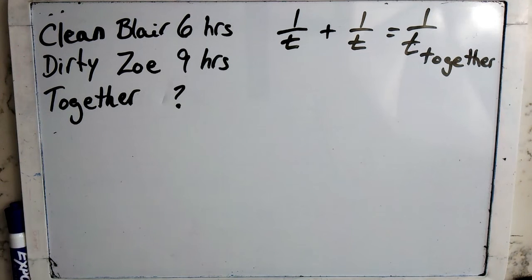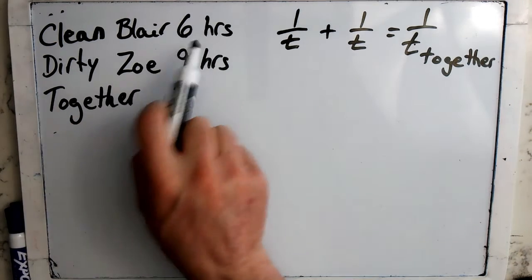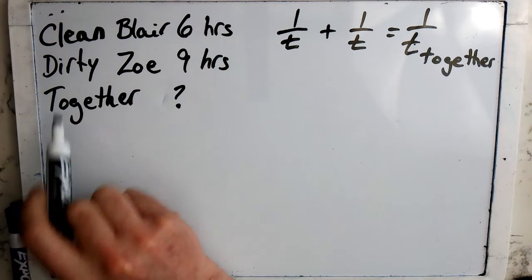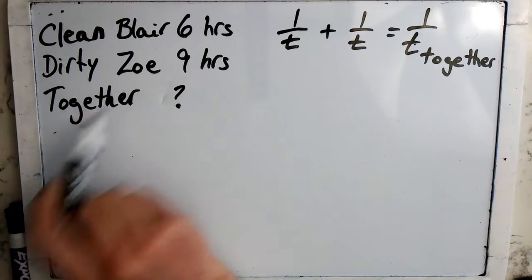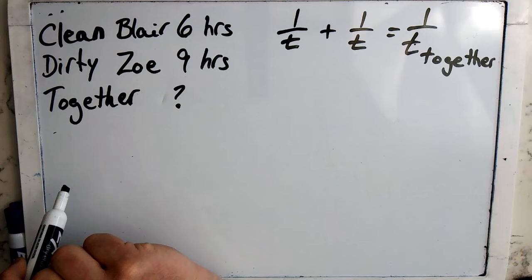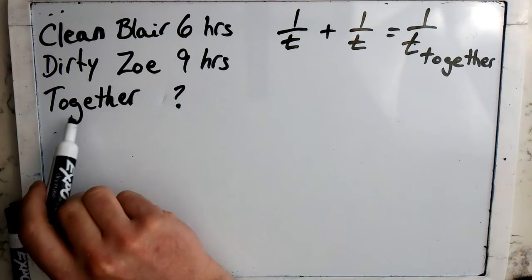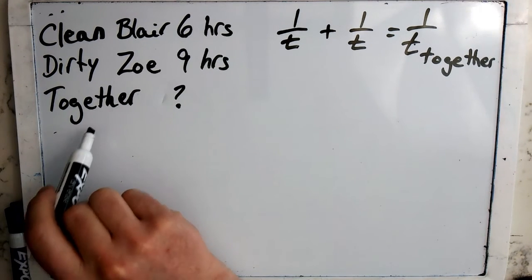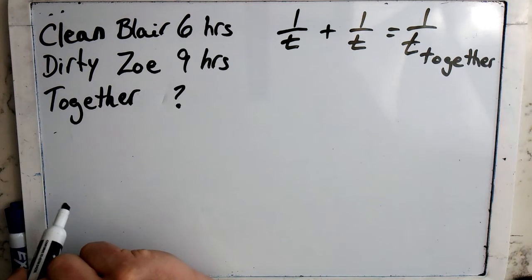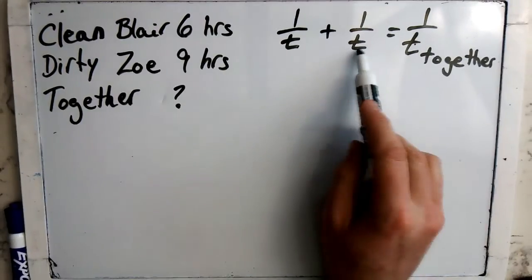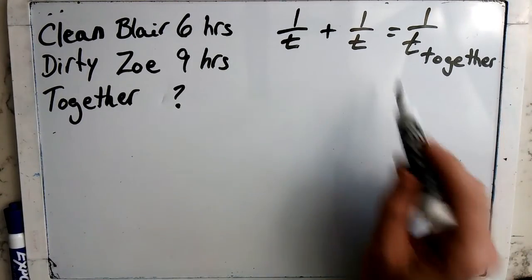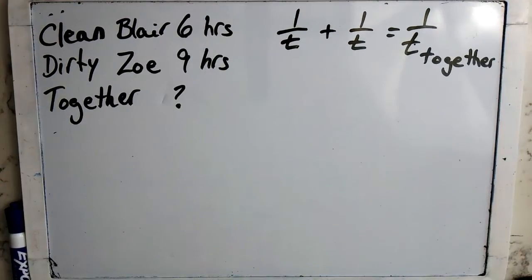So the next question for this type of problem, we've got Blair cleaning, and it takes 6 hours to clean the whole house. We've got Zoe, who's making a mess and making dirty walls. It takes her 9 hours to do the whole house. So the question is asking how long, if they're both doing it, will it take to clean the house? So we're going to start with the basic idea. We take the two people and we add them together, but we make them into fractions.